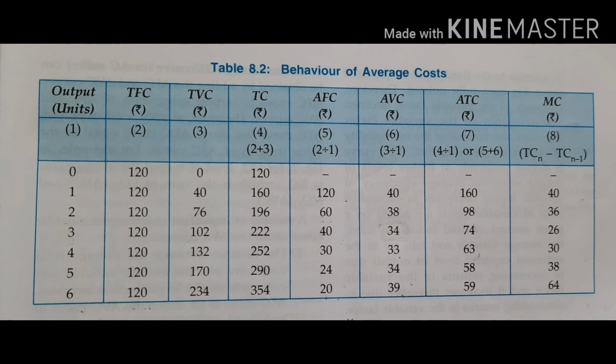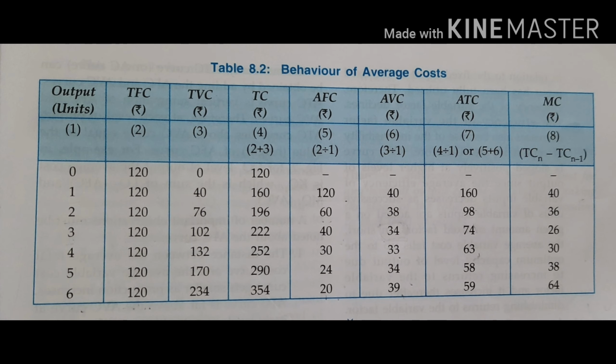What we see over here in the table is that average variable cost first falls. From the first unit of production we see 40, then it starts to fall: 38, 34 and 33. So till the fourth unit of output produced, the average variable cost is falling, and after that it has started to rise. This is the mathematical concept. We will see graphically why this is happening in the diagrammatic part.